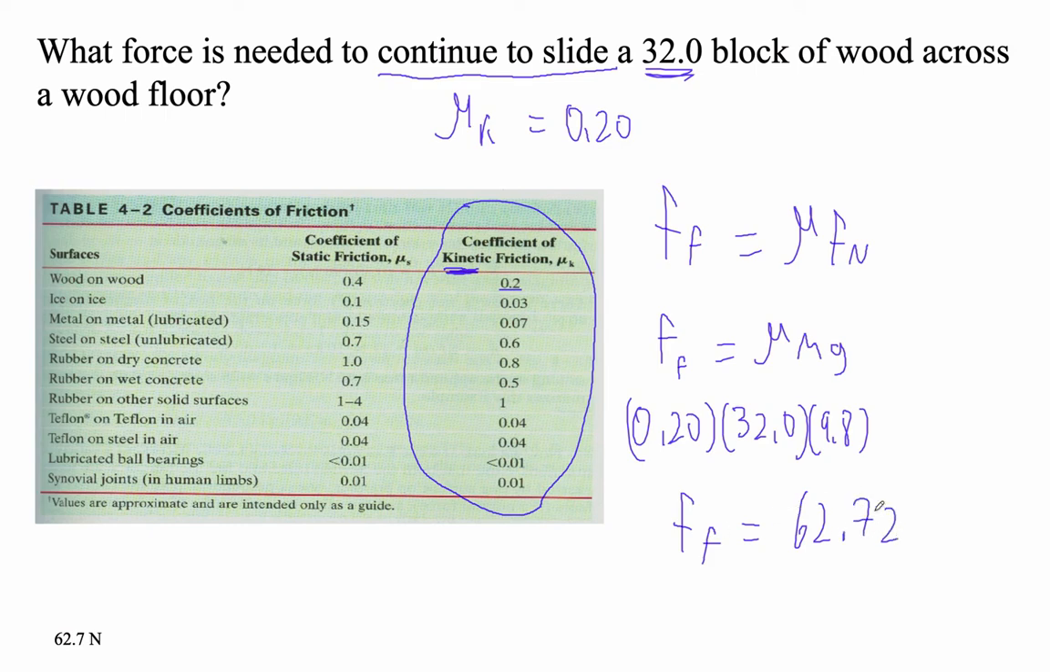The force of friction is 62.72. And that force, if you exerted that force, the object would move at a constant speed across the surface. Okay? That's what it means. It's the force needed to move it at a constant speed. Now, if you want to accelerate it, you have to exert a little bit more. And if you didn't exert that much force and it was already sliding, it would decelerate and eventually stop. Okay, this is the force to move it at a constant speed.